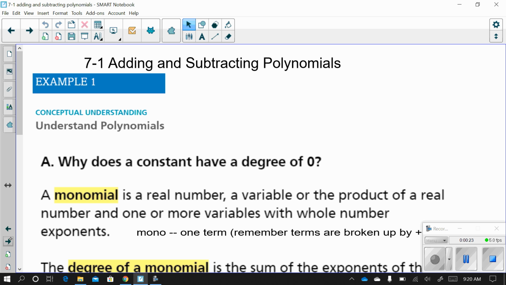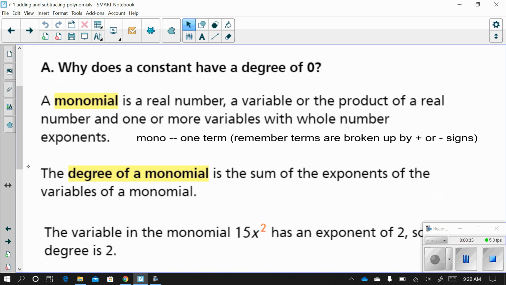So 7-1, adding and subtracting polynomials. The first thing we need to do is understand what a polynomial is. So let's talk about that. Our first question: why does a constant have a degree of 0?